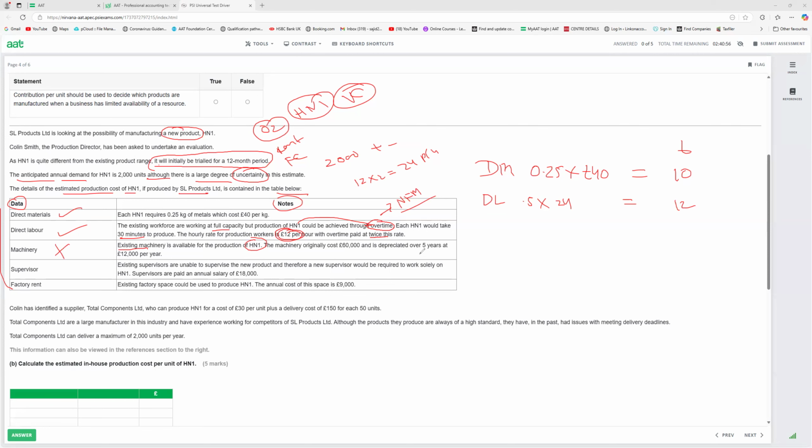Maybe after 5 years I'll consider it, because the useful life will be finished. But for the time being, for the 12-month trial period, I really don't need to buy a new machine. So this is irrelevant for me. I will not consider that as a part of the cost.